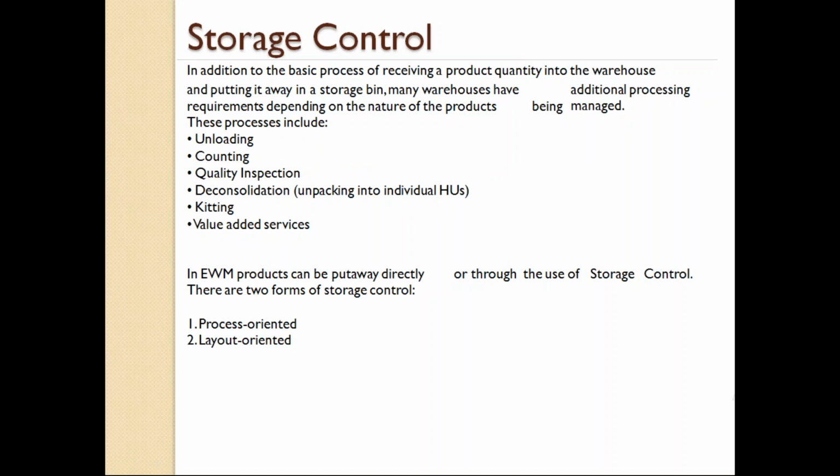There can be two possibilities: you can take the product and place it directly from the GR zone into your bin, or you can have either or both of the storage controls. In your inbound and outbound, you can have either process oriented or layout oriented.